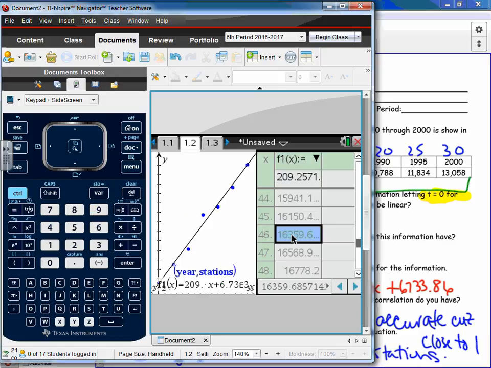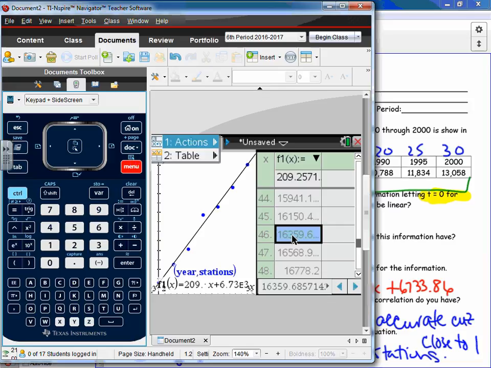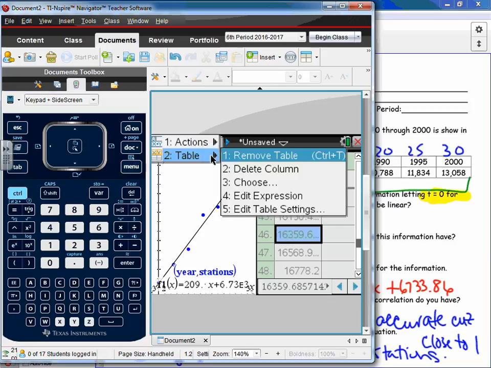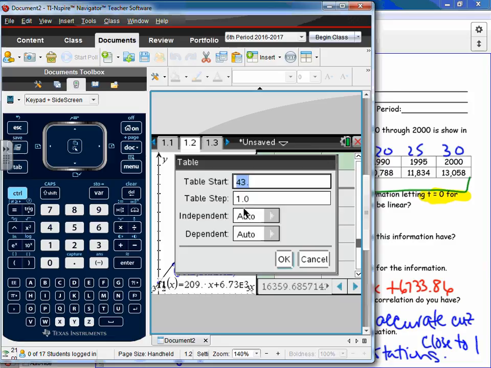Now, look where I'm at right now. I'm at 46. Let's make life really easy for you. Your table starts where? 0, and what does it go by? It goes by 5. Does everybody have their table showing on their graphs page? If your table is not showing on your graphs page, hit Control-T. Is everybody there? Now I want you to hit Menu. And then I want you to hit Table. And we're going to edit table settings.